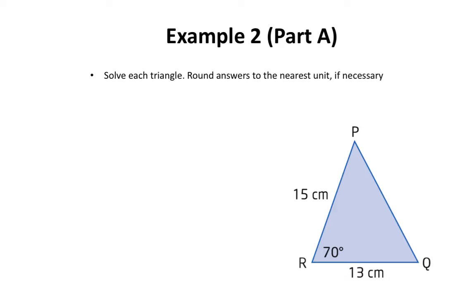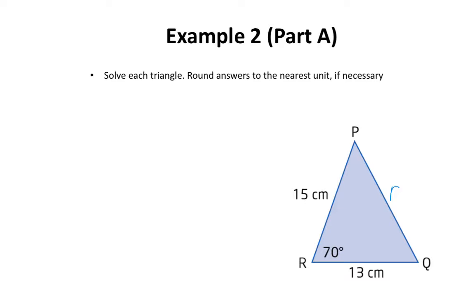In our second example, we want to solve each triangle. What exactly does it mean to solve a triangle? Well, that means you need to solve for all of the side lengths as well as all of the angles. We want to round our answers to the nearest unit if necessary. So let's begin by annotating our diagram.